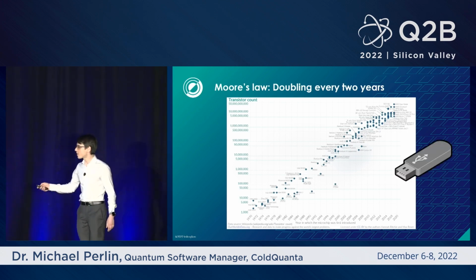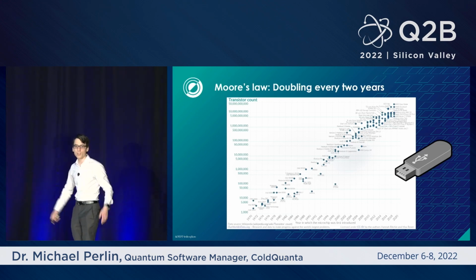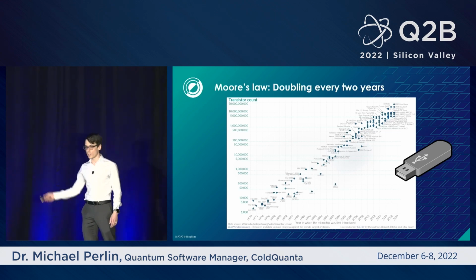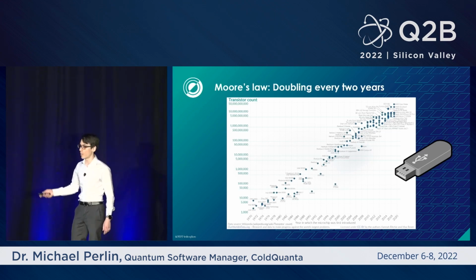USB sticks came around maybe 15 years ago. The first ones fit maybe a few megabytes. Whereas now if you go on Amazon for 20 bucks, you can get one of these with hundreds of gigabytes, or even a terabyte if you pay a little bit extra.